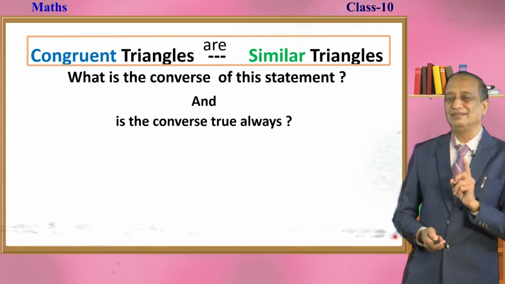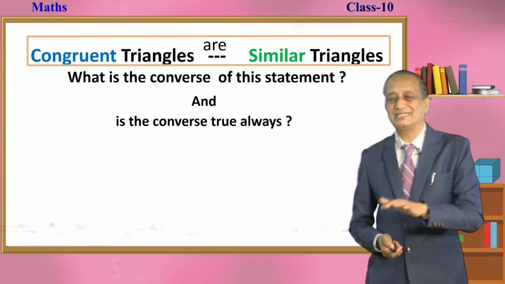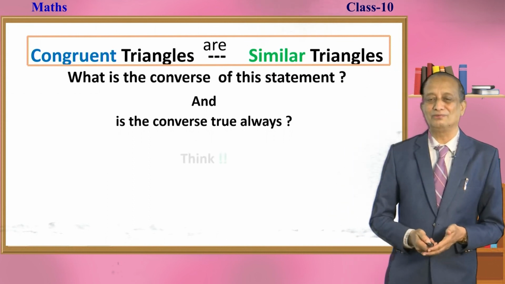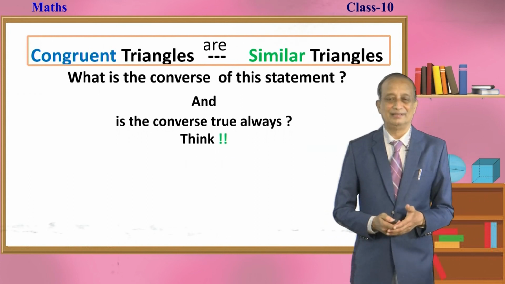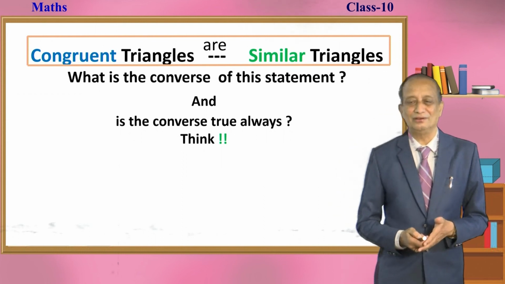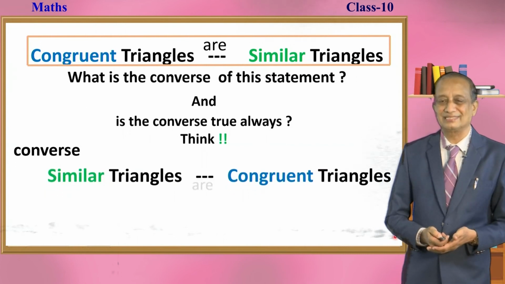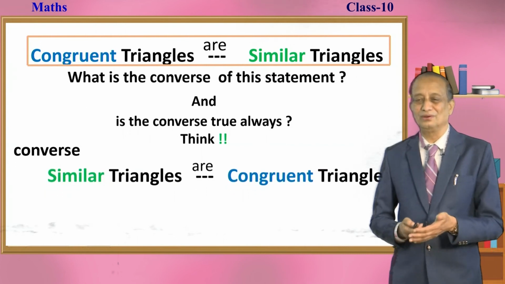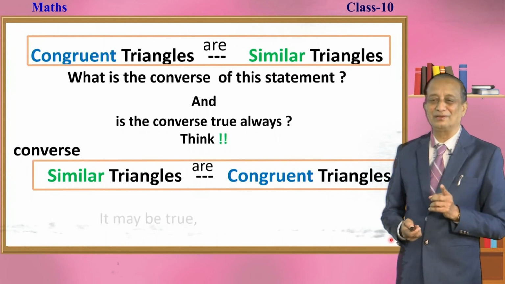Can you tell me the converse of the statement: if two triangles are congruent, then they are called similar triangles. What is the converse of this? Yes, can you think for a while, children? Good, you are doing it. What is the converse of this? The converse is definitely this: if two triangles are similar, then they are called congruent triangles. Is it true, children? If two triangles are similar, can we say that they are congruent? Can you agree with this statement, children? Okay, I think you are not at all agreeing with this.